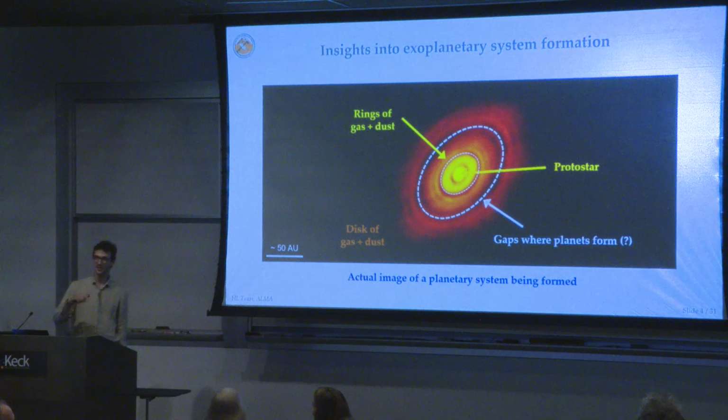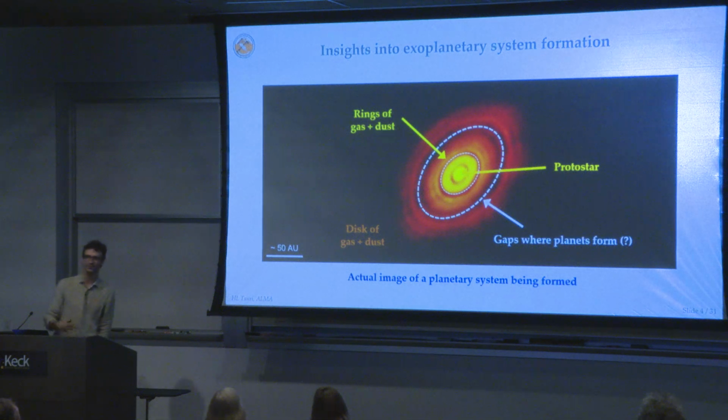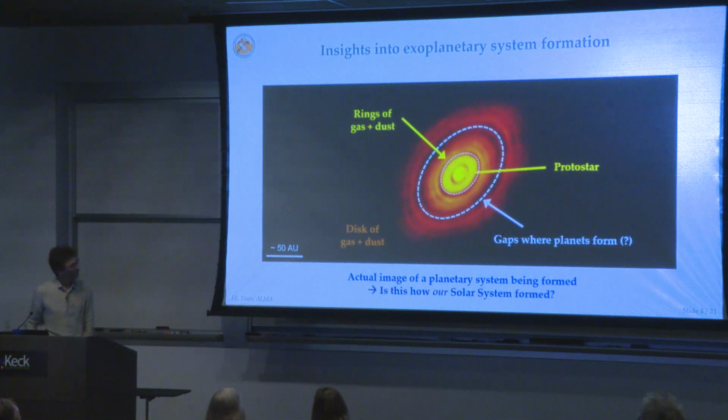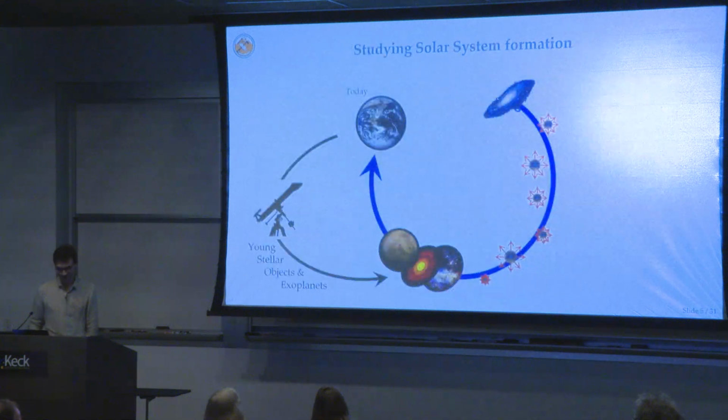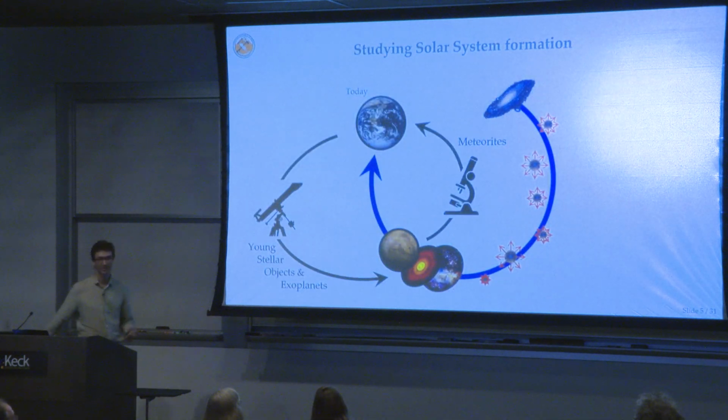Everything I'm going to discuss after this is within what the arrow shows at the center, the protostar. It's the inner disk, 50 AU. This is 12 AU. We're looking at the Earth, Mars, so a couple AUs from our sun. And the question is, of course, is this how our solar system formed? To answer the question for our solar system, we have only one option. We need to look at meteorites.